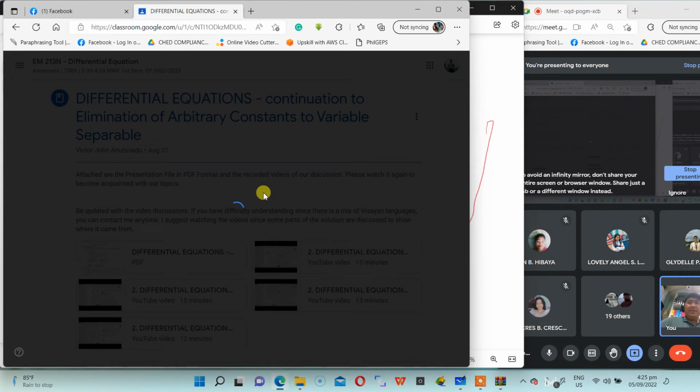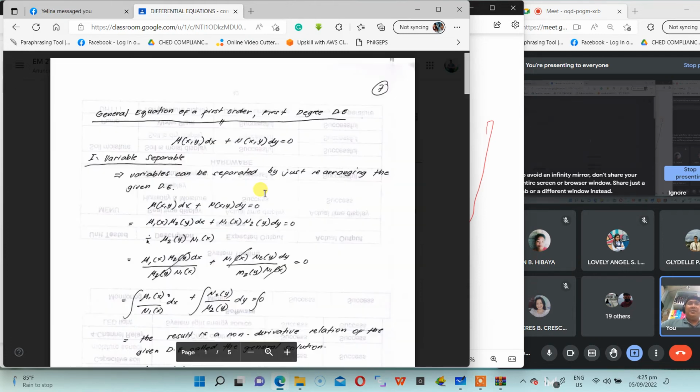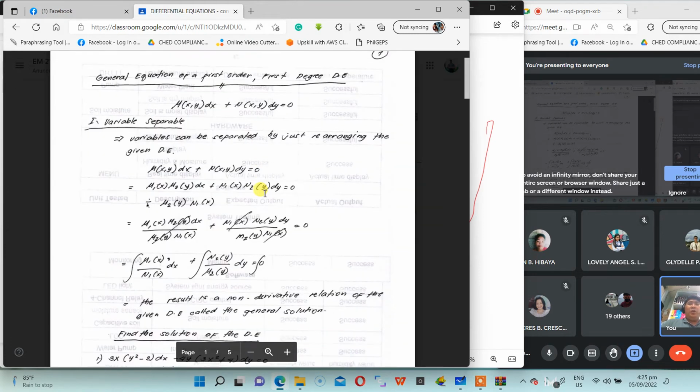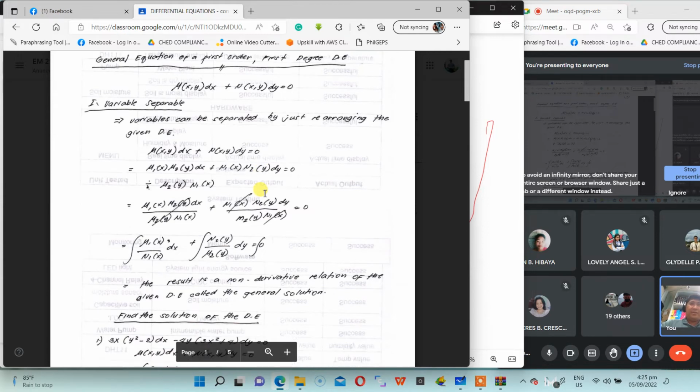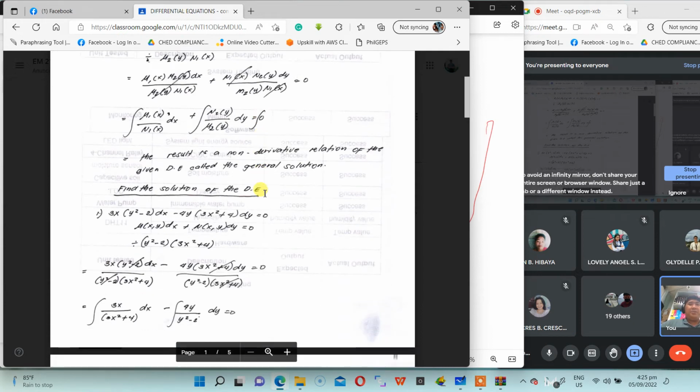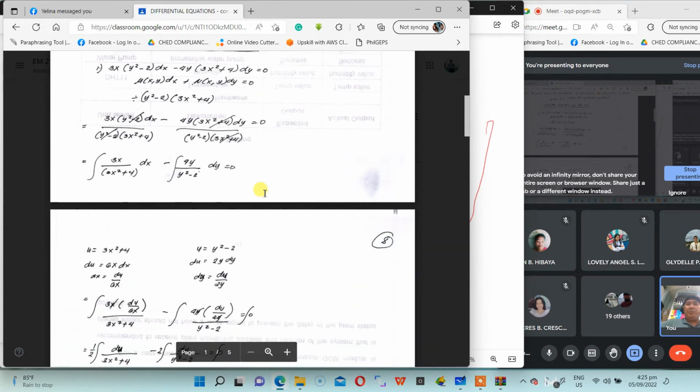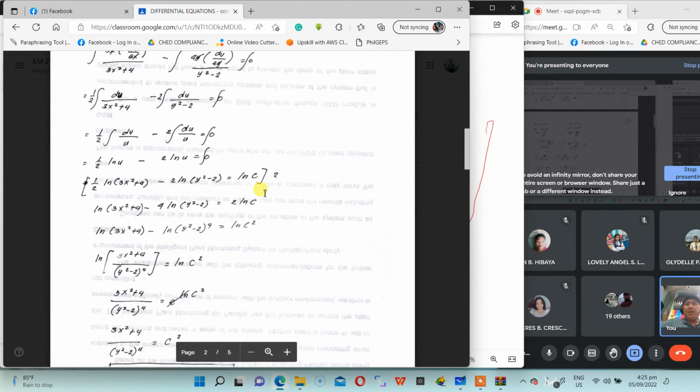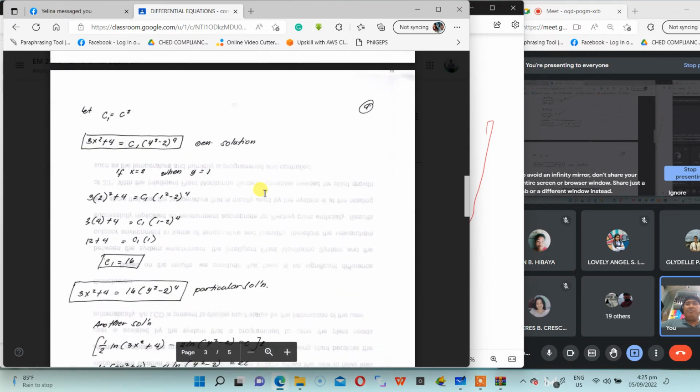So again, this topic is the easiest topic among all topics in differential equations. Because this topic will always be used until you end this subject. Because all of your solutions will end up at variable separable. So practice this one.